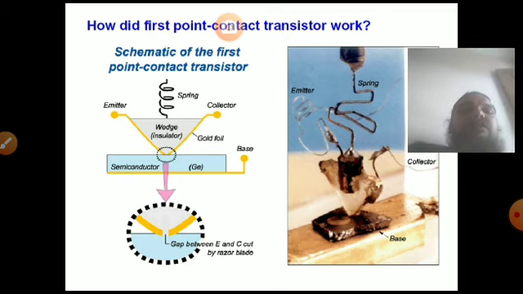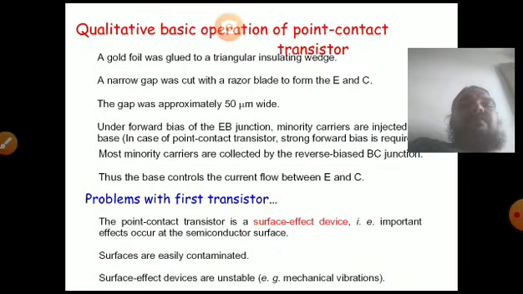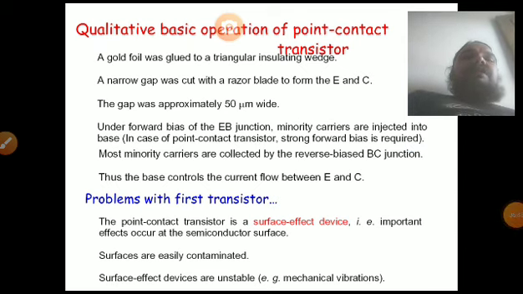This is how the first point contact transistor works. Basic operation of the point contact transistor: a gold foil was attached to a triangular insulating wedge. A narrow gap was cut with a razor blade to form the emitter and collector. The gap was extremely narrow, about 50 micrometers.